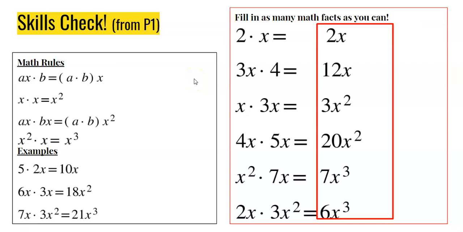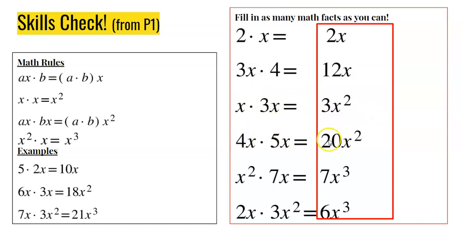So here are the answers. 2 times x is going to be 2x. There's only one number, so we keep the number. Only one variable, we keep the variable. 3x times 4 is 12x. 3 times 4 is 12. Only one x, keep the x. x times 3x: only one number, keep the number. x times x is x squared.